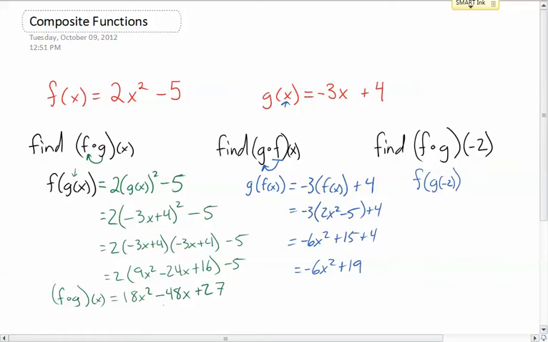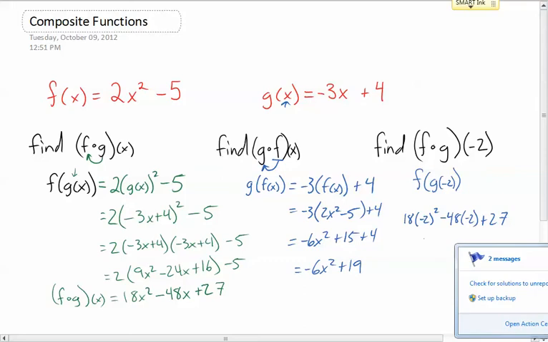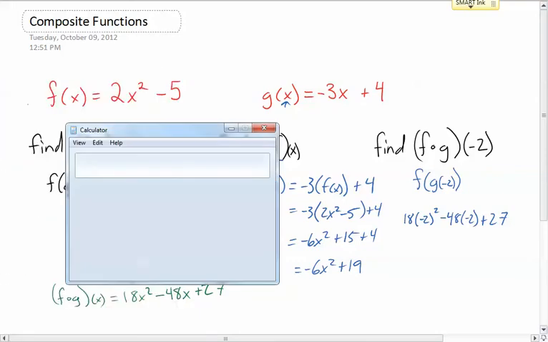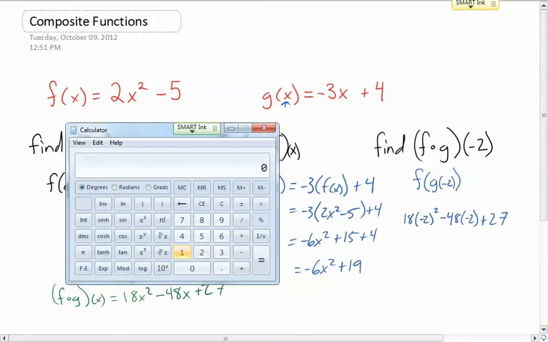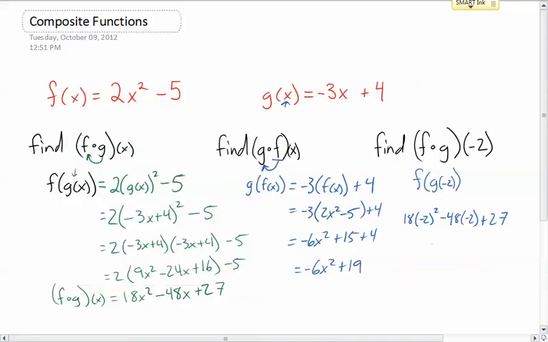All right? So first we'll take f of g of x. So we'll take 18 times x squared minus 48 times x plus 27. This is f of g of x, except instead of x, I'm putting -2. From there, I'm going to just use my calculator so it'll be a little bit faster. It's going to be 18 times -2 squared, which is 4, and then plus 48 times 2. Negative times negative is positive, so that's okay, and then plus 27, and you'll note that that is my final answer, which is 195.